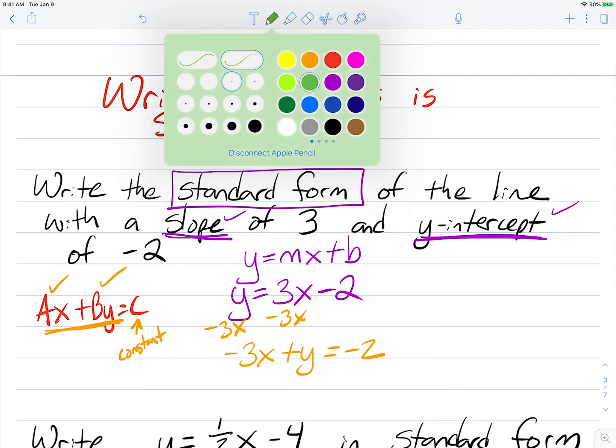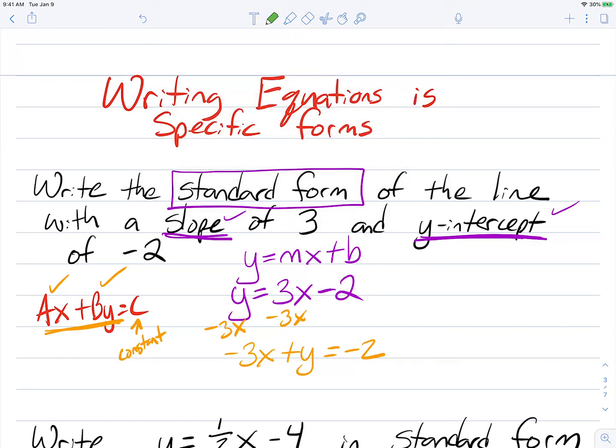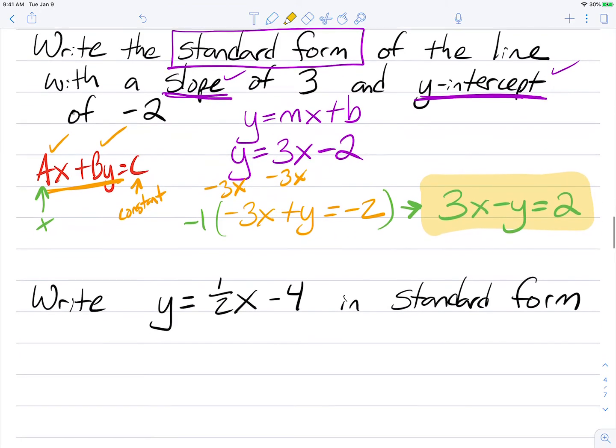But one more thing about a, b, and c, other than the fact that they can't be fractions, is that a has to be positive. So if I multiply everything by negative 1, I can make a positive, and now it is 3x minus y equals 2. So this becomes the standard form of that information.